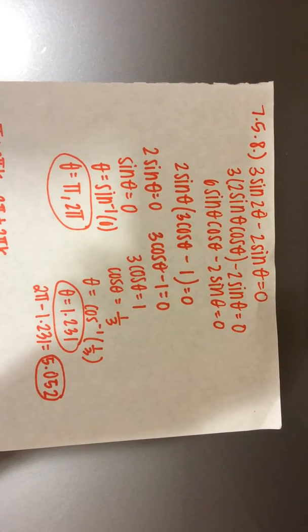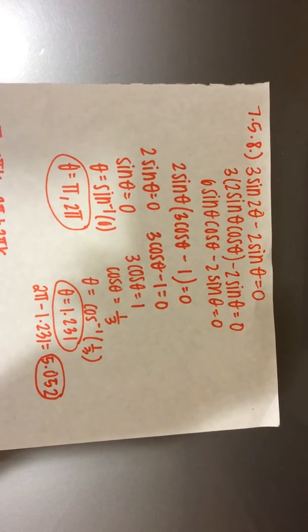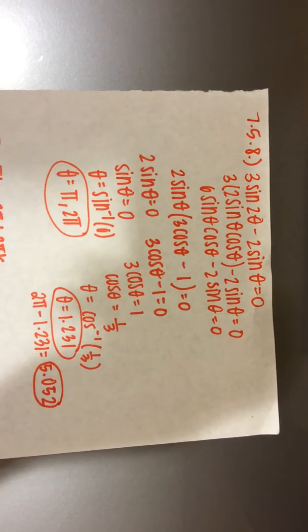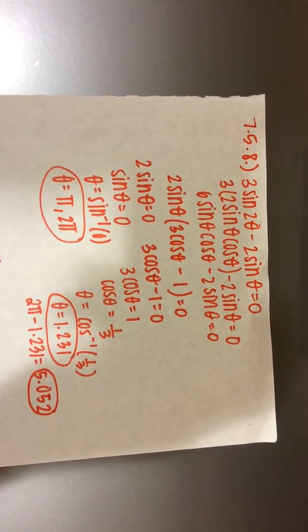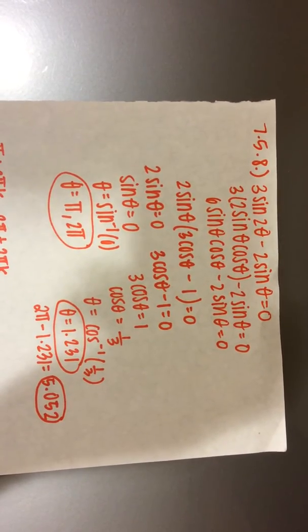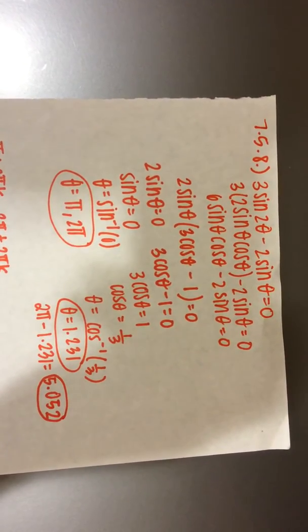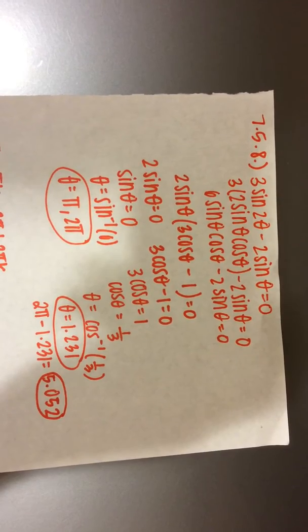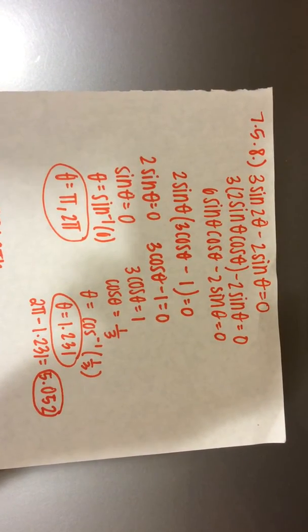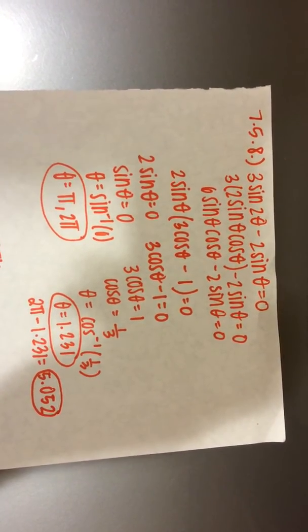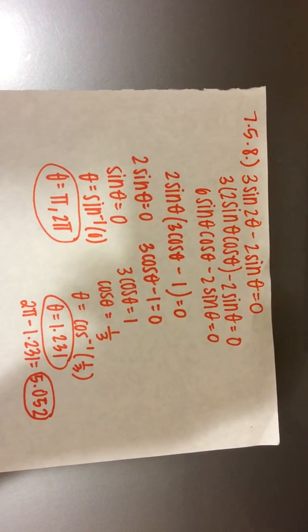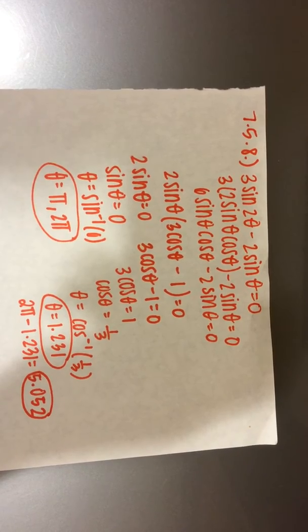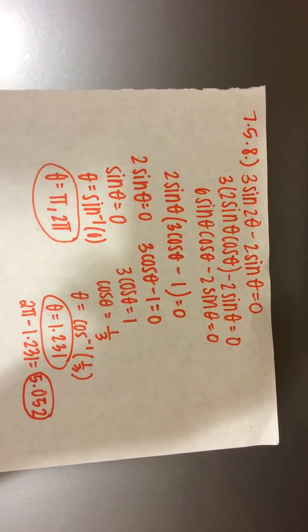For problem 7.5.8, we're going to find all the possible solutions for 3 sine 2 theta minus 2 sine theta equals 0. So what we're going to do is, we know that we can use the double angle formula for sine 2 theta, and so we just plug that in, and we get 3 times 2 sine theta times cosine theta minus 2 sine theta equals 0.